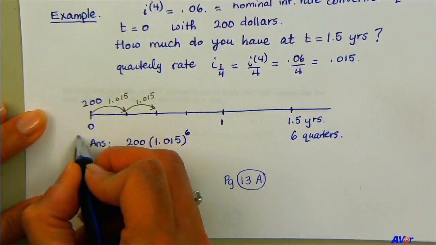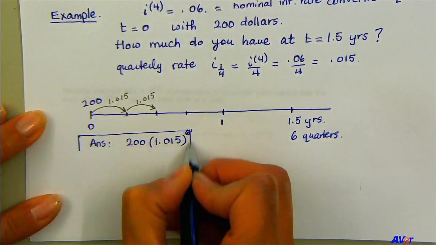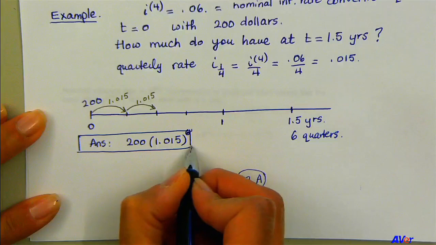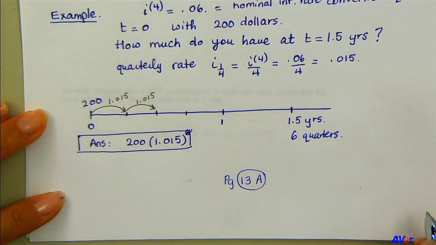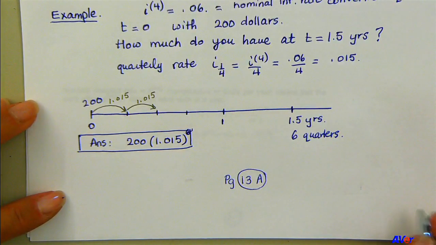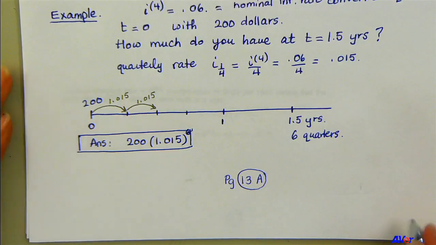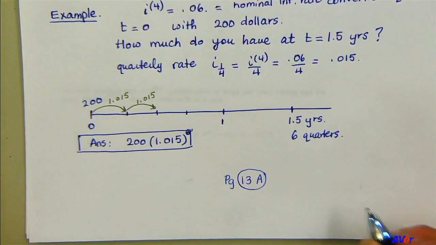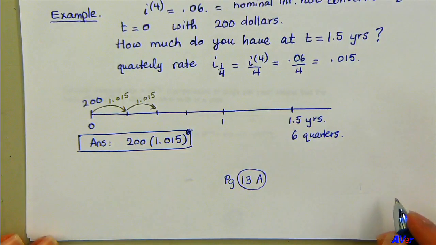What's your question? Yes, sir. When nothing is mentioned, the assumption is compound interest. If it was simple, they would specify. Any other question? Let's go to the next page.